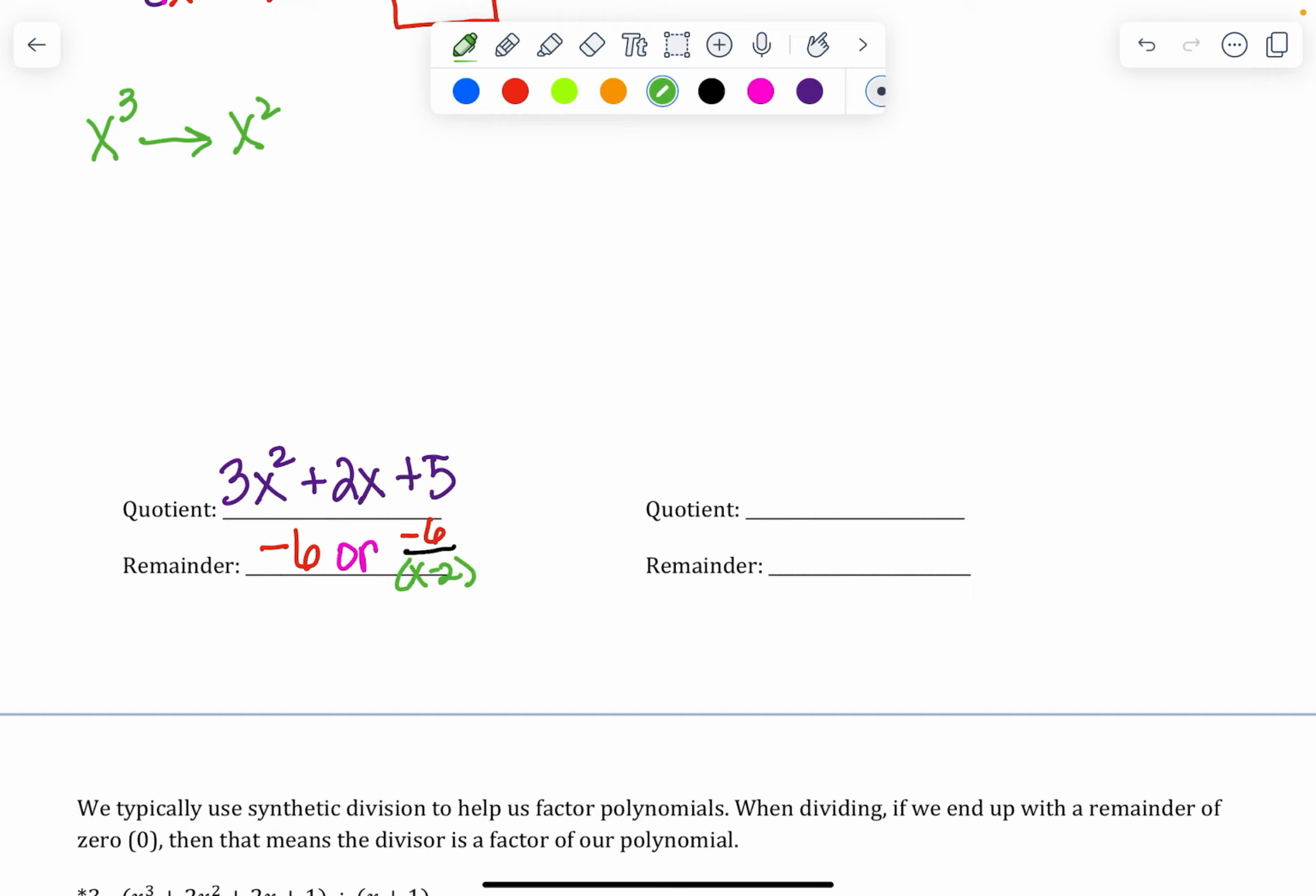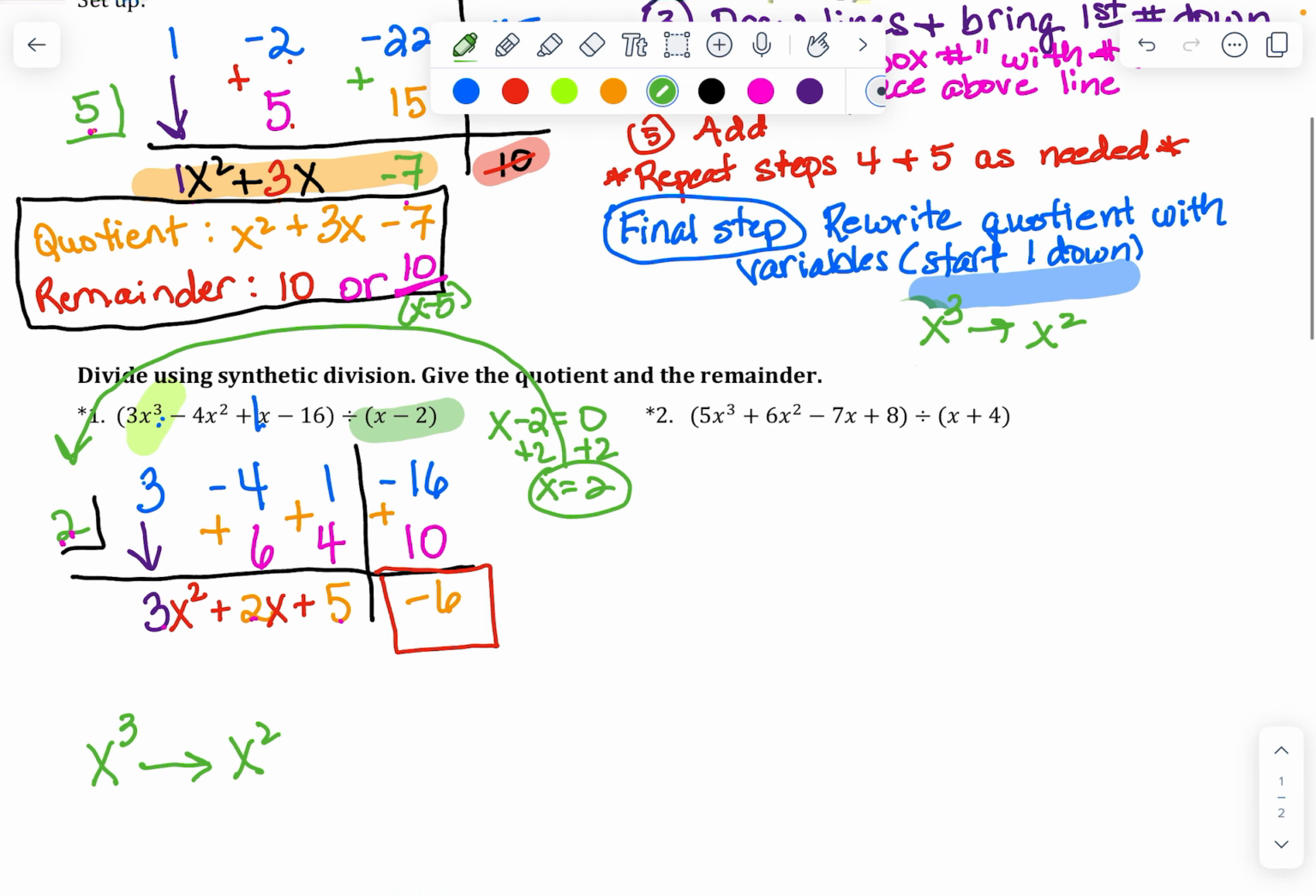All right, let's do the next one. All right, start again. You do take this divisor, and you're going to set it equal to 0. So I'm going to subtract 4 and get x equals a negative 4. Now I'm going to write my coefficients. So I have it in descending order, so I'm good. 5, 6, negative 7, 8.